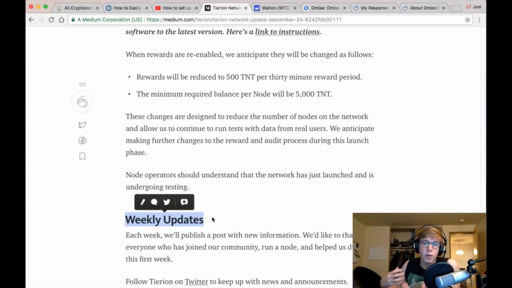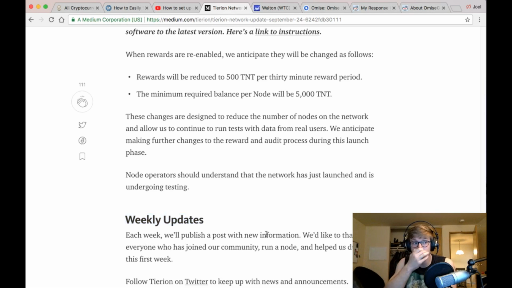They've had very disjointed communication with the community, and they've announced here in the blog that each week they're going to post with new information regarding the Tierion network. And I think that's a good thing for the community. I think we need a standard time interval where we're going to get updates about what exactly is going on with the servers.